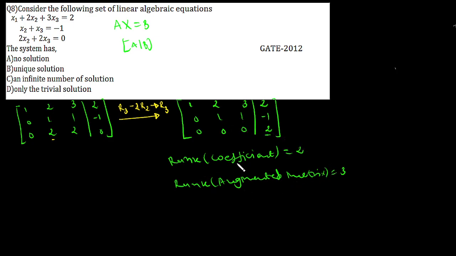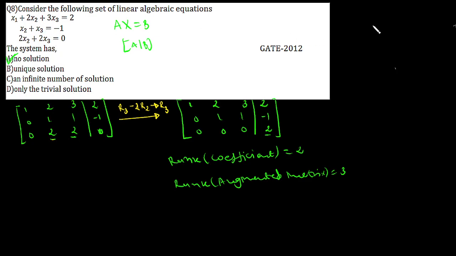Now the rank of the coefficient matrix and augmented matrix are not identical, so we can say the system is inconsistent. One may directly say from these two equations, because if you see carefully, this third row is twice this second row, but on the right-hand side we still have 0. If we were getting a minus 2, then we could say the system has infinite solutions, because the right-hand side is 0 for this third row. So the system is inconsistent because these planes are never going to intersect. So the system has no solution, so option A is the correct one.